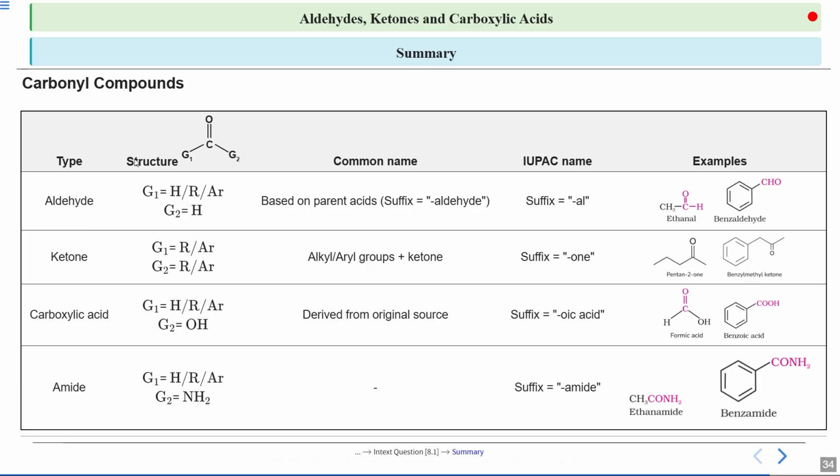Similarly, for carboxylic acid, I told you this G1 can be a hydrogen, alkyl or aryl group, and this G2 over here will be a hydroxyl group. Okay, so the common name is derived from the original source. And if I talk about the IUPAC name, then the E of alkane is replaced by oic acid. So if you look over here, it is formic acid, and this is benzoic acid. In case of amides, this G1 can be hydrogen, alkyl or aryl group, and this G2 will be an NH2 group. For the IUPAC name, the suffix amide is used. So if you look over here, it is benzamide.